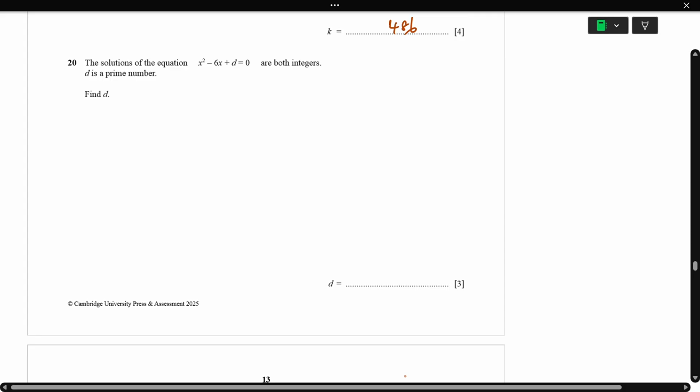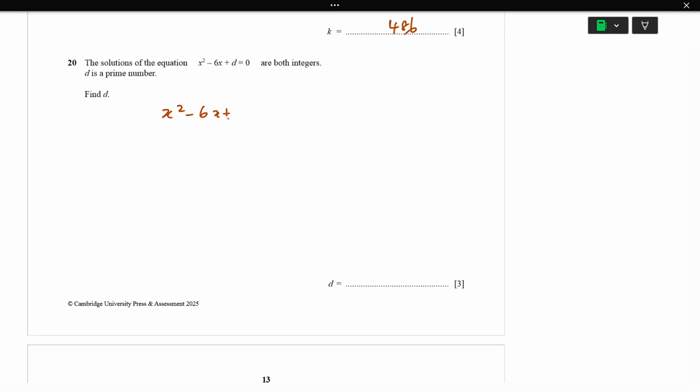Next question: the solutions of the equation x squared minus 6x plus d equal to 0 are both integers. Find d, where d is a prime number. If d is a prime number, the factors are 1 and the number itself. Since we have minus 6, we need 1 and the number itself, that means 1 and 5 or 1 and 7.